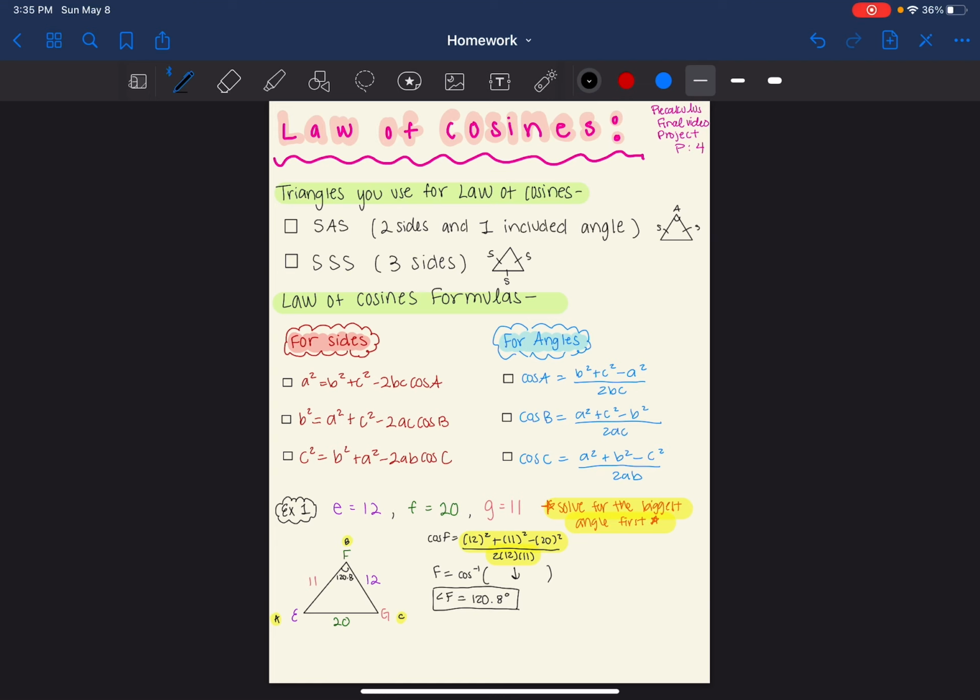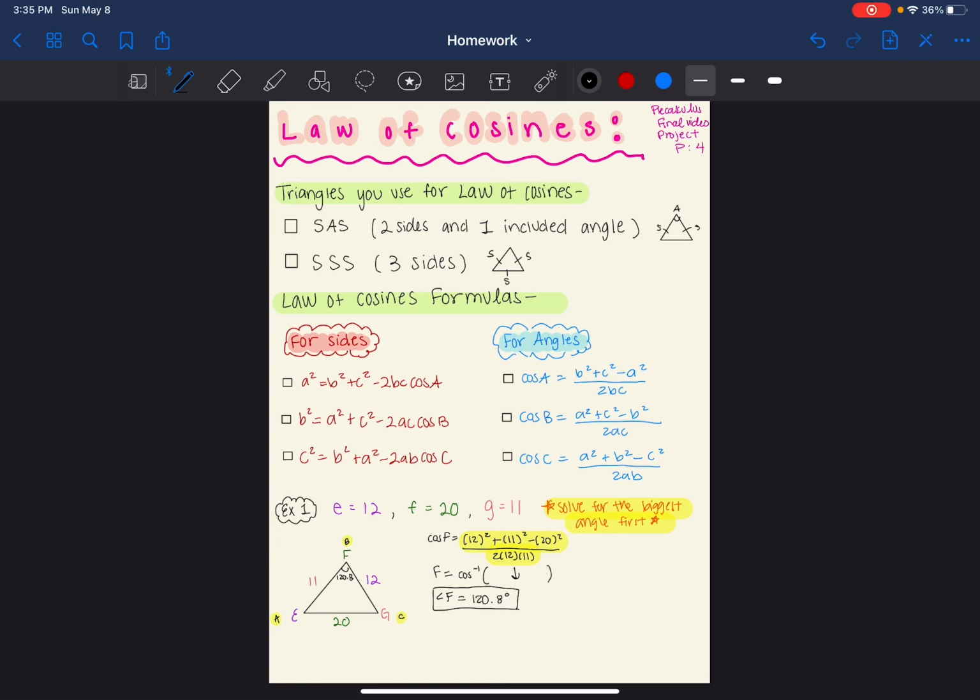So for this one, we'll do sine of angle G over the side, which is 11, is equal to sine of angle F, which is 120.8 as we found, all over the side of F, which is 20. Again, we want to isolate G, so we take the inverse of it, and it's the same equation. Once you plug that into your calculator, angle G should be 28.2 degrees. And that is our second angle.